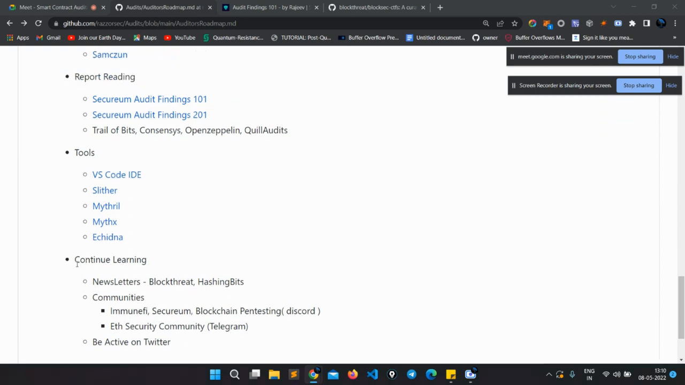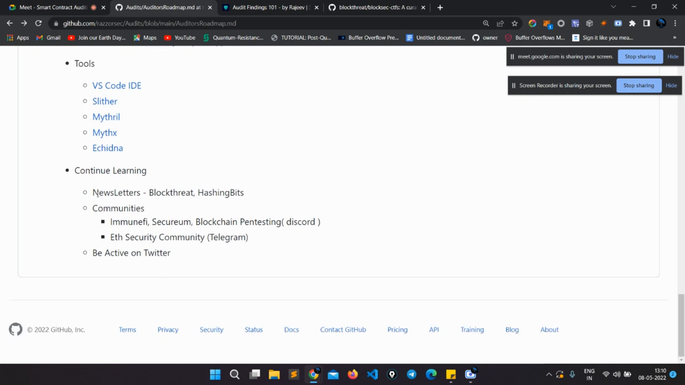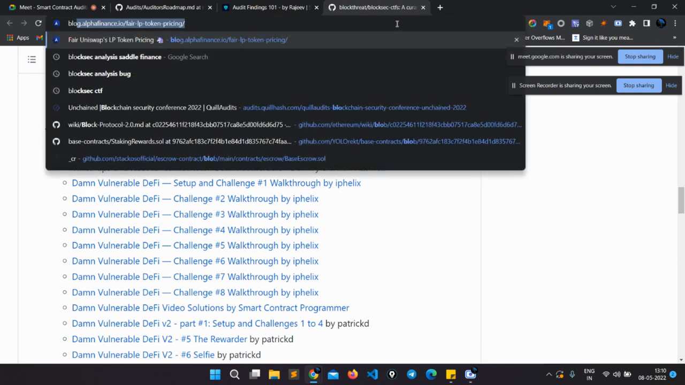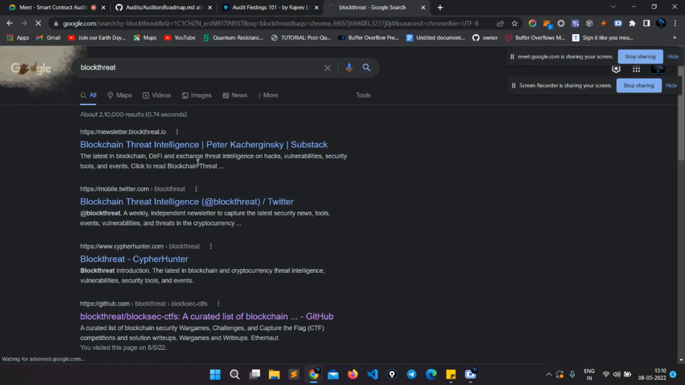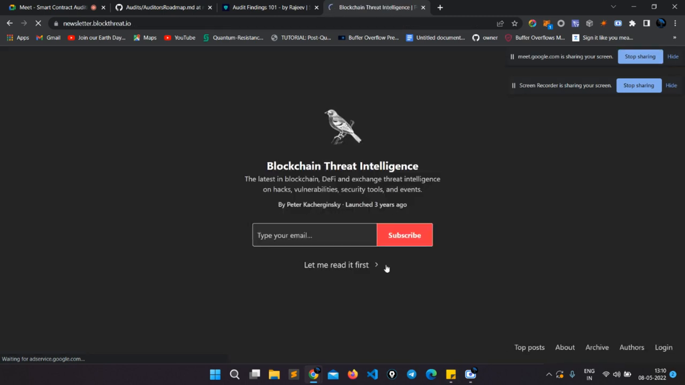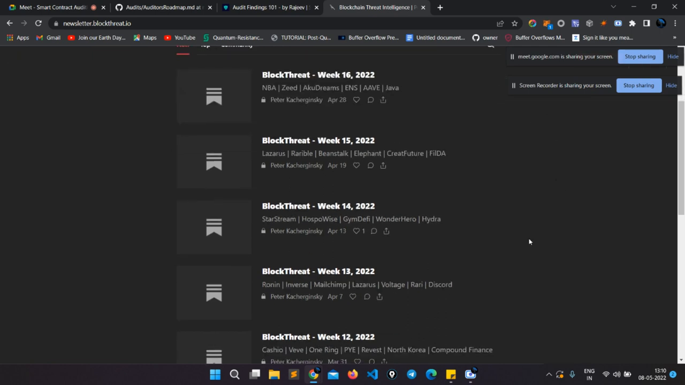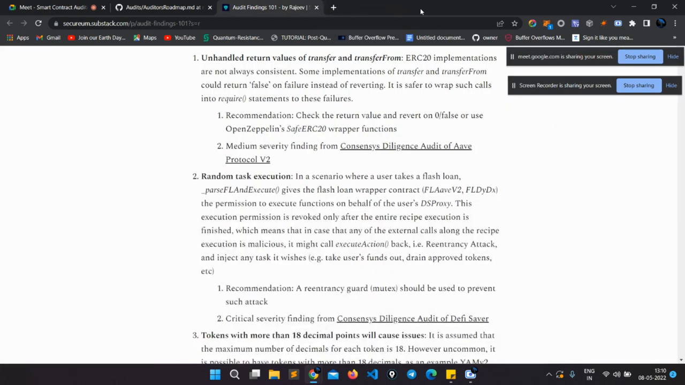And what else that we can do to continue our learning is to follow newsletters, right? Blockthreat is again created by Peter I. Felix. So he covers what is going on actually in the space, the attack vectors, like a random protocol got hacked, or what was the reason, things like that. So that is something that we can follow, right?